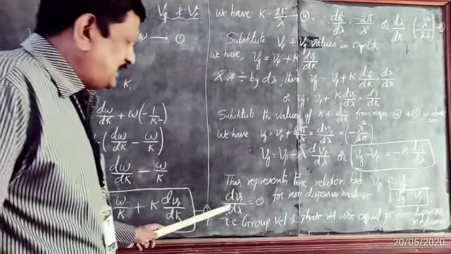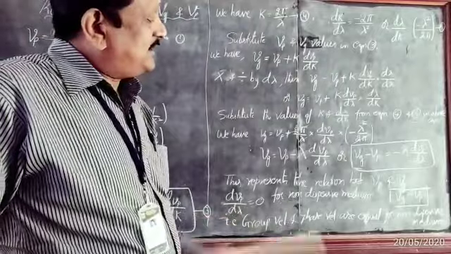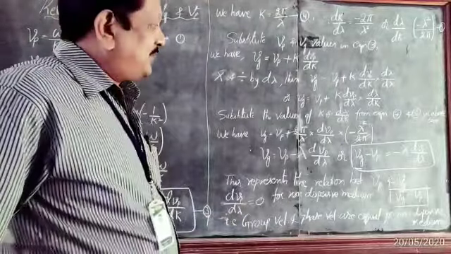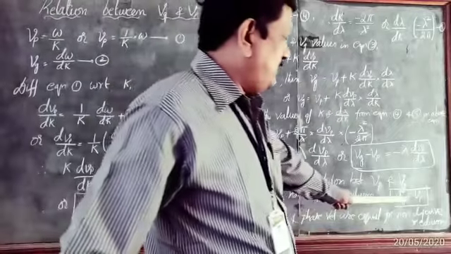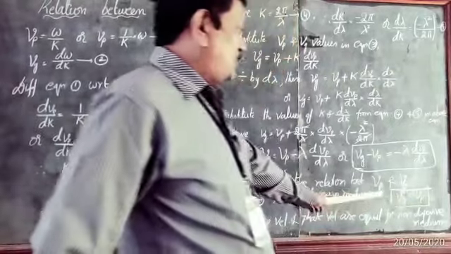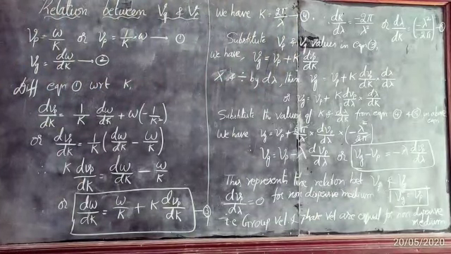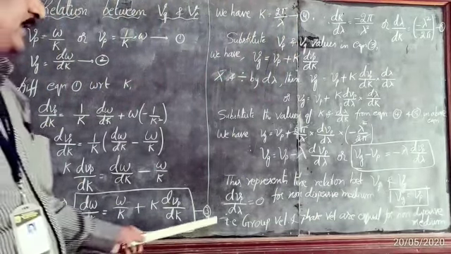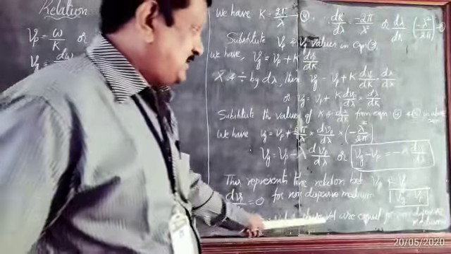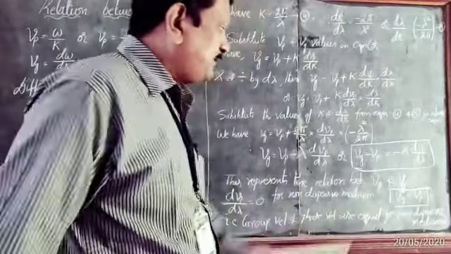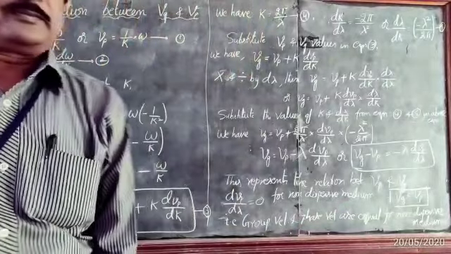dVp by d lambda is equal to 0 for non-dispersive medium. Therefore, we get Vg is equal to Vp. That is, group velocity and phase velocity are equal for non-dispersive medium. Thank you.